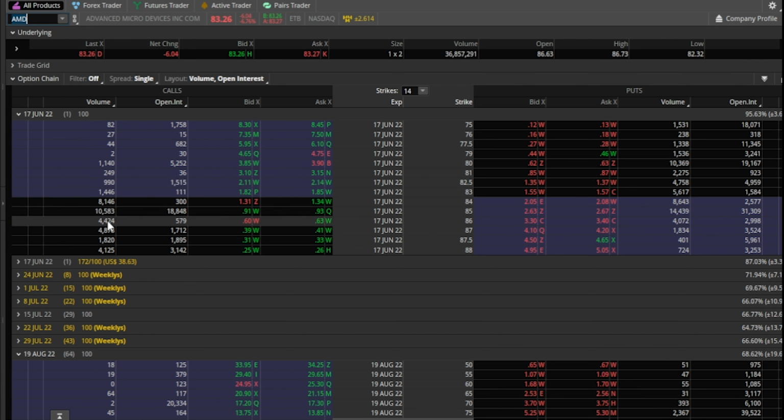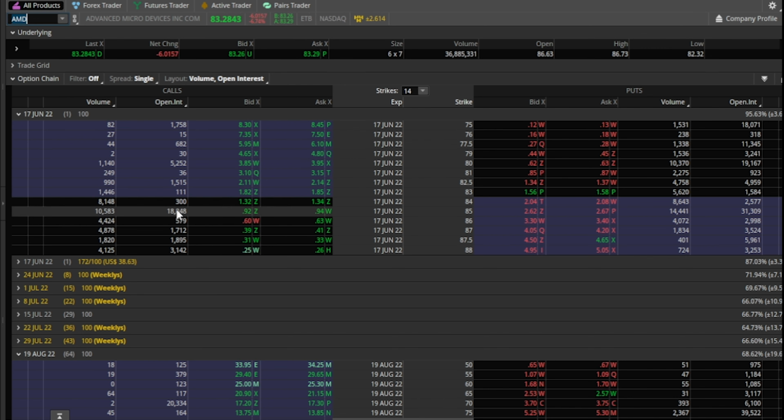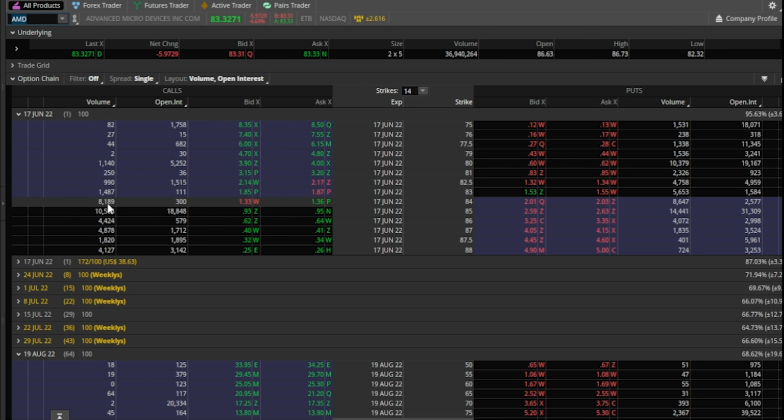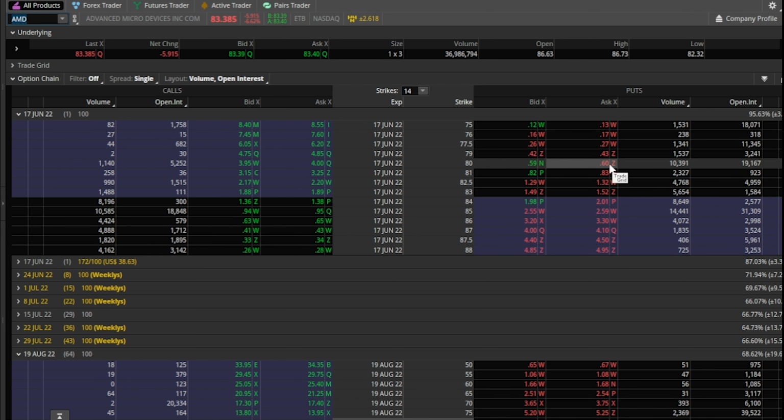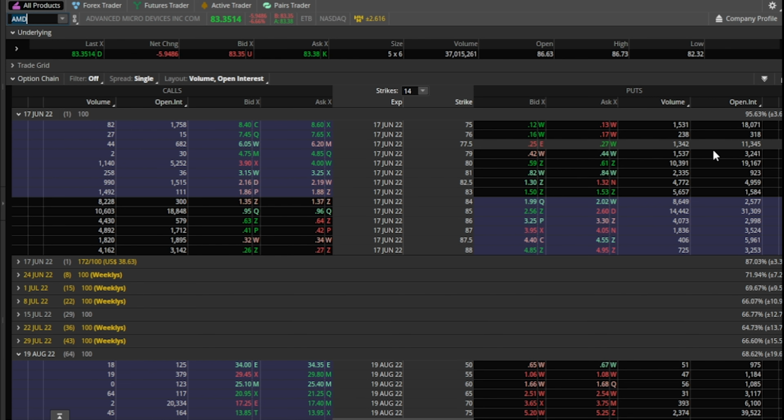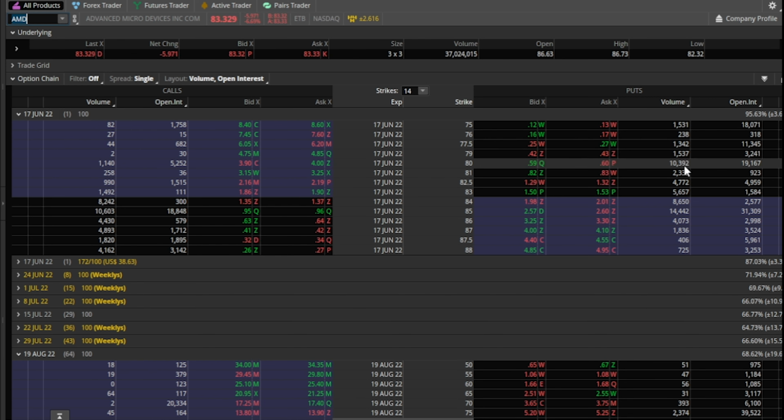Then I like to look at the volume and open interest when I'm choosing my options. As you can see here, this 85 obviously has the most open interest and the most volume, the most liquidity out of all of these that I see here. If we come over to the put side, the 80 put has the most open interest and the most volume. So that tells us that, chances are, we're going to be able to get in and out of these trades quickly, get our orders filled quickly.